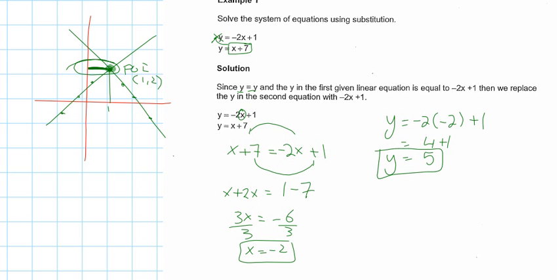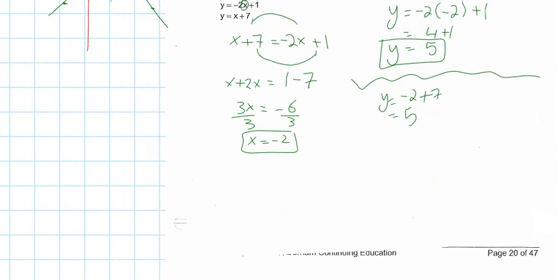Okay? Let's try if it's going to give me the same answer in the second one. You don't have to do both of them, okay? So if I do negative 2 plus 7, that is 5. Yes? So y is matching for both, no matter which equation I choose. Okay? So what would be my point of intersection? What's the x value? What's the y value? And that's where the two lines are going to meet.